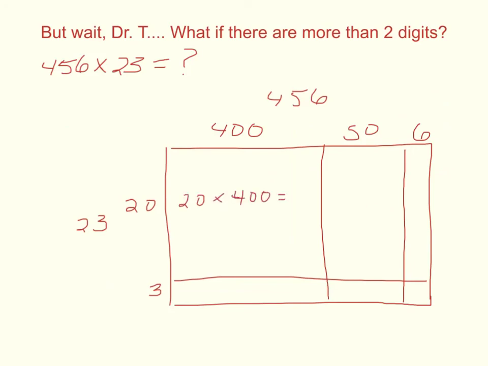I'm going to think out loud a little bit to do this, because this is the way I want you to think. If I were doing 2 times 400, that would be 800. So 20 times 400 must be 8,000.